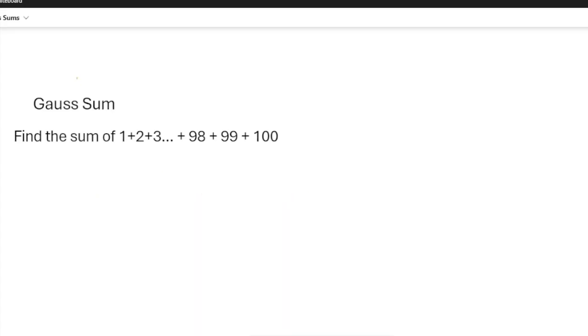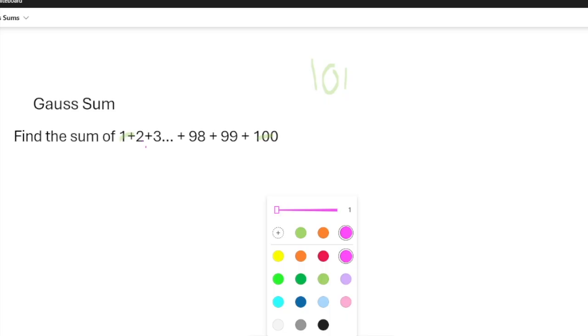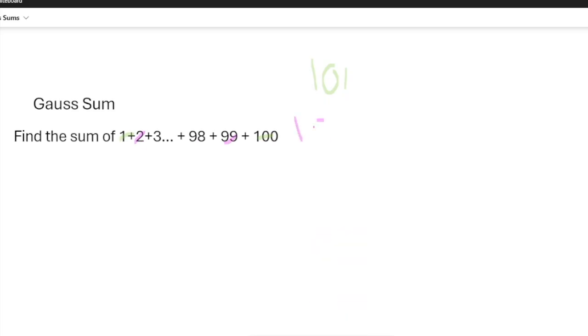So some people might try manually adding each number up, but you can find that if you add 1 plus 2 plus 3, etc., it takes a long time. So what Gauss noticed is that if you took the last number and the first number, it would equal 101. And then if you did this again, it would also equal 101. So he noticed that the pairs of the numbers times the number of pairs would just give you the result. So if you did 101 times 50, you'd get 5050.